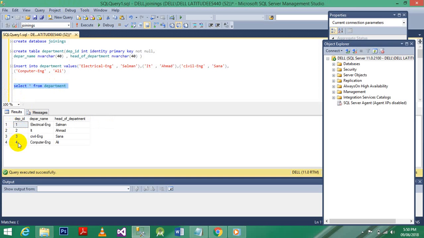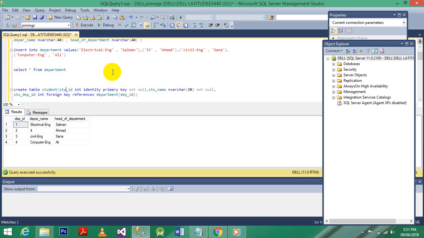We use joinings in SQL Server, so we must remember that we must have the concept of primary and foreign key whenever we join two tables. Okay, look here. In department ID I use a primary key because I want to join the department table to another table, which is the student table that I have created here. So I use the concept of foreign key here.